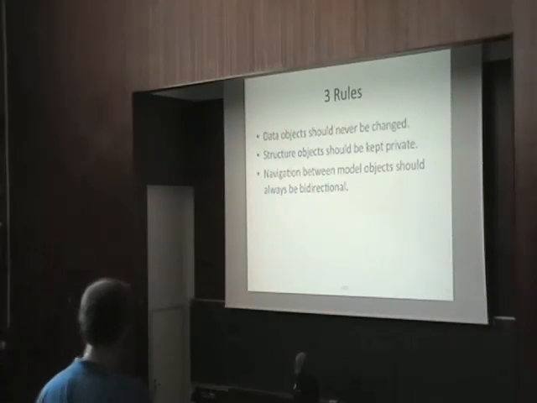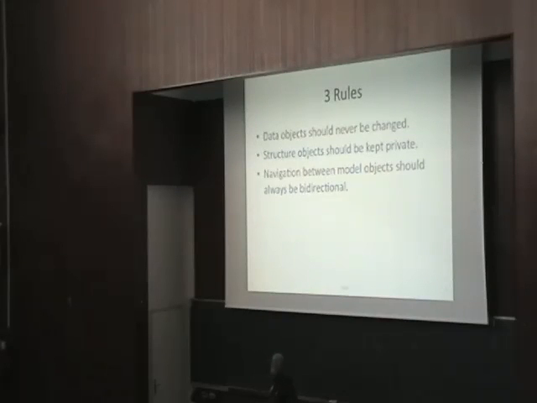The second rule is structure objects should be kept private. You should not be allowed to change a structure object from outside the object. A bad example of this is the XML element variable elements. I can ask for elements and it gives me the elements. And without the knowledge of the original element, you can change it. That can really create bad things. You shouldn't do that.